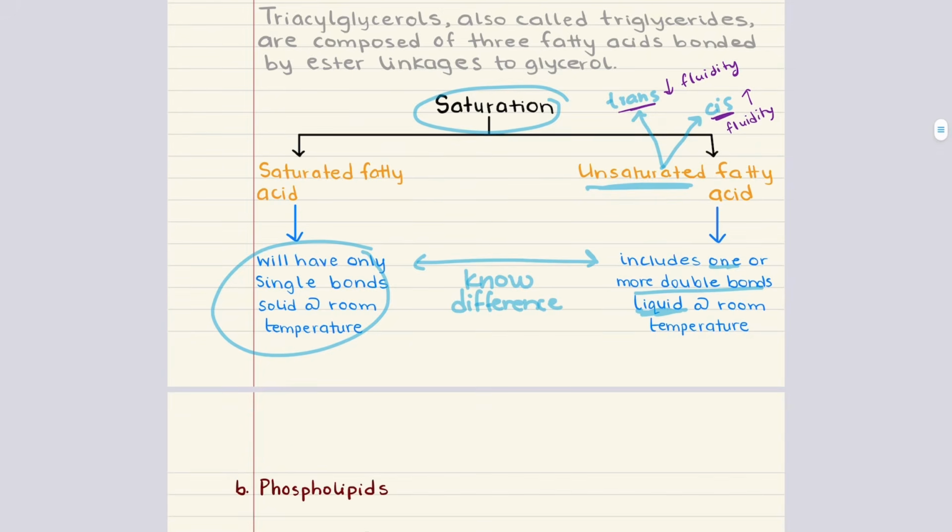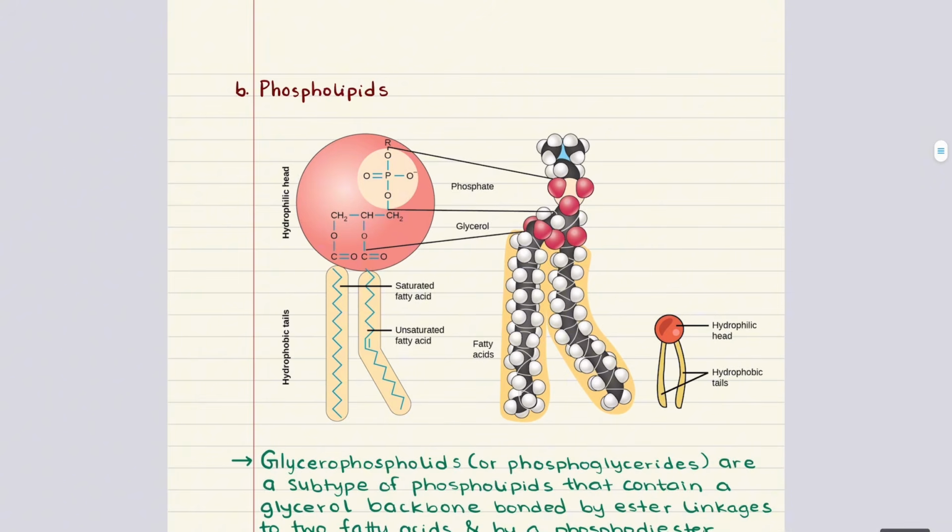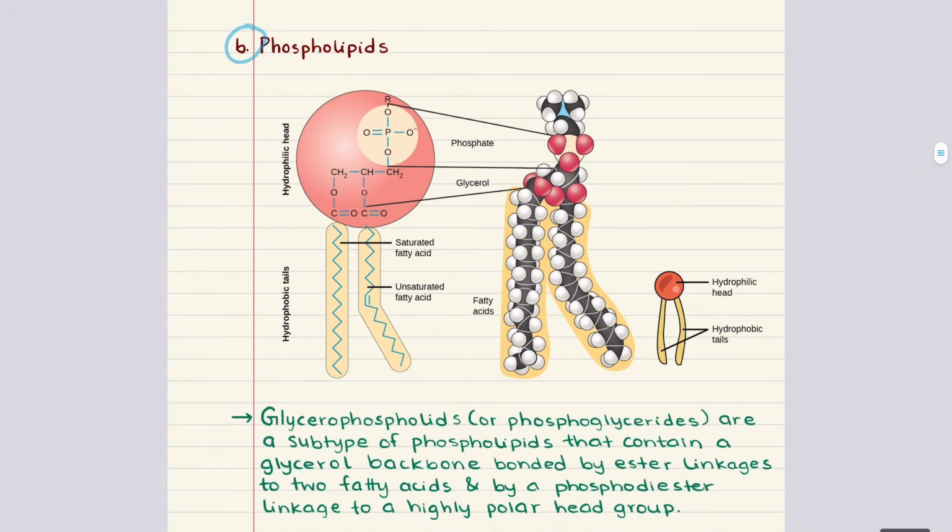From here, we can move into phospholipids. One major subtype is the glycerophospholipids, also called phosphoglycerides. These molecules are going to have a glycerol backbone with 2 fatty acids attached by ester linkages and a phosphate group that's attached by phosphodiester linkage to a highly polar head group. The type of head group can vary, and this variation determines the molecule's surface properties.